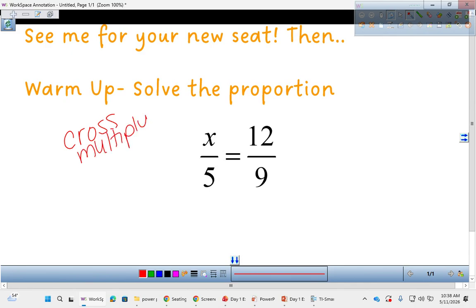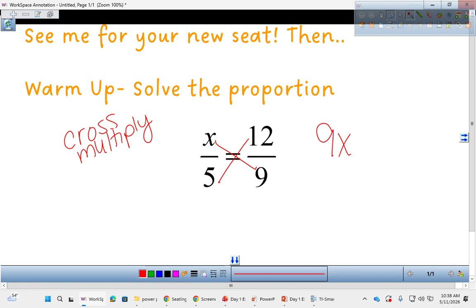All right, so to cross multiply, you're going to make like a cross, like an X, right? And the things that touch along that X are going to get multiplied. It doesn't matter which cross you multiply first, okay? So X times 9 is 9X.